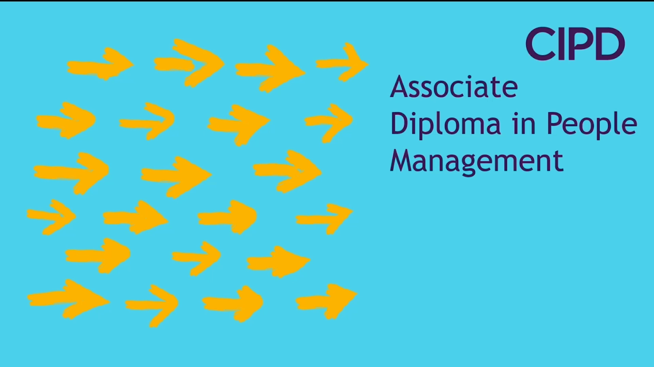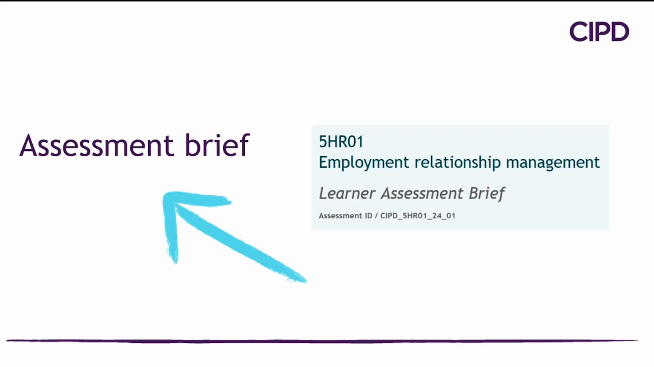This recording is one of a series intended to support you when writing your assessments for the Associate Diploma in People Management. This recording focuses on 5HR01 Employment Relationship Management. Assessments are revised on a regular basis, and this guidance is based on the June 2024 version. The last moderation window for this assessment is September 2026.